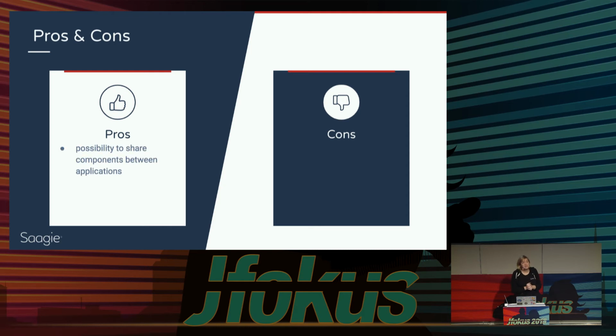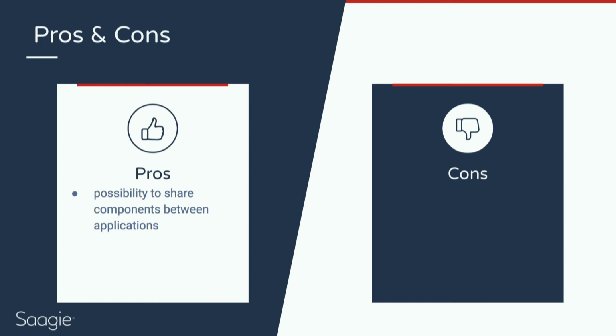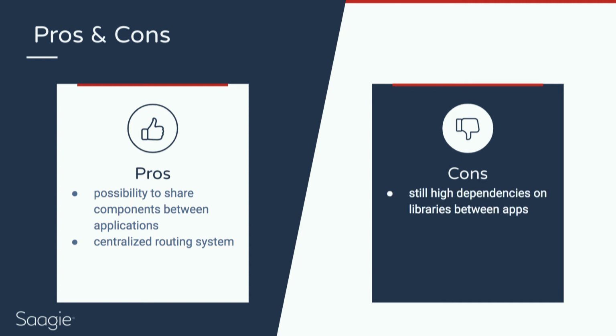Pros of this solution is that we would have the possibility to share not only behaviors and CSS, but directly small components all across our applications. So small React components like, I don't know, button, menu, field, whatever. And the other pro of this solution is that it would have given us the opportunity to centralize our routing system, meaning that sub-applications would have been lightweight. And as you can guess, we quickly ran into several issues.